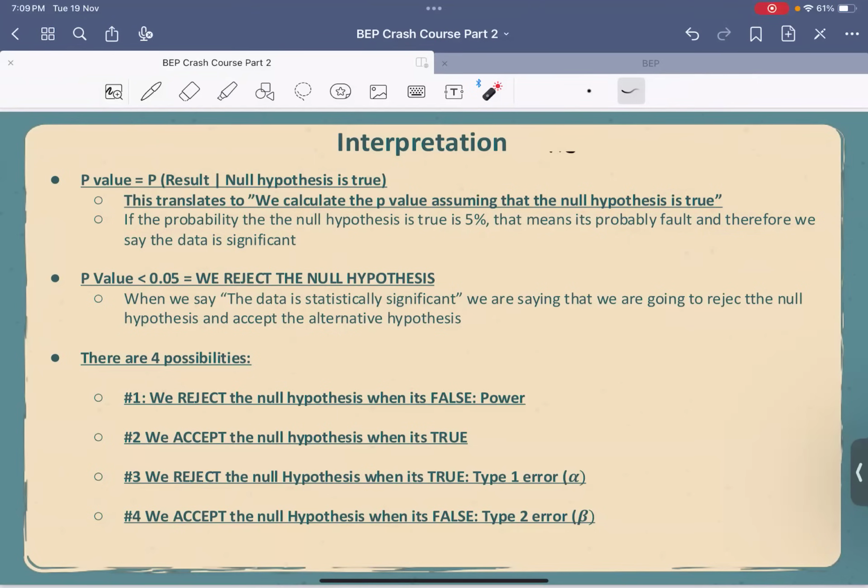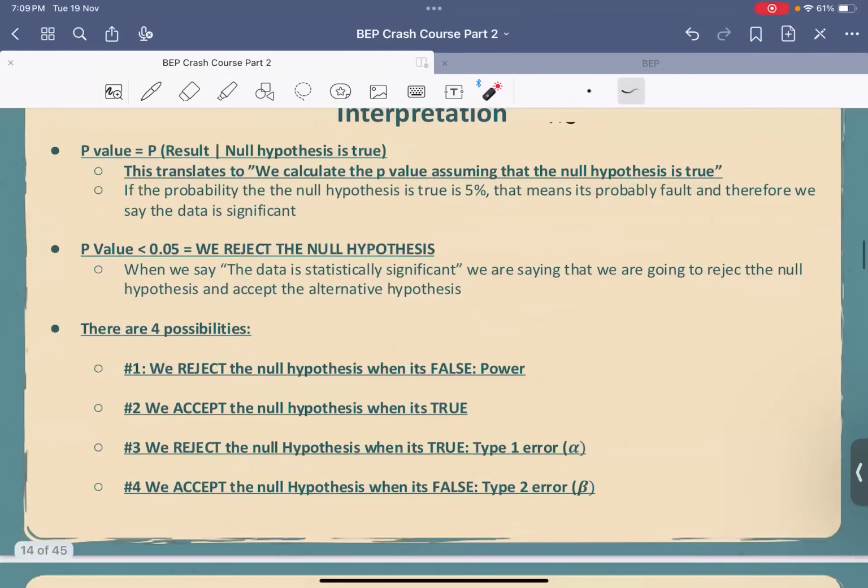We got it because there's a true difference between the two populations, okay? I hope that makes sense. So when we say the data is statistically significant, we are saying that we are going to reject the null hypothesis and accept the alternative hypothesis, okay? Now, there are four possibilities when we accept or reject the null hypothesis.